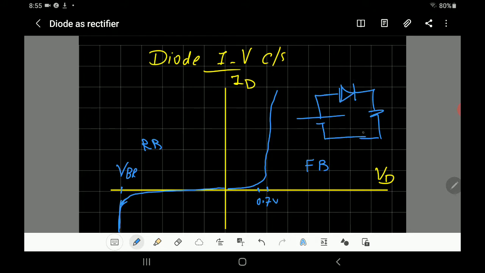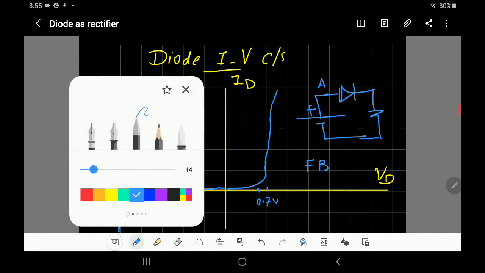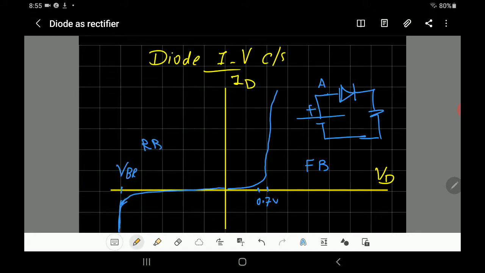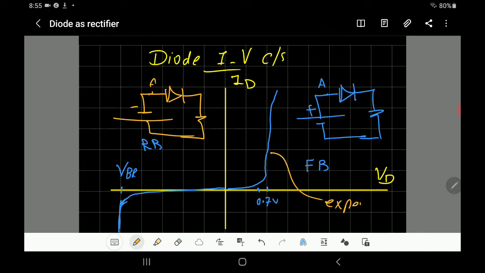Forward bias is when the diode is connected such that the positive polarity of the battery is connected to the anode of the diode. Reverse bias is when we connect the diode such that the negative polarity is connected to the anode. That's reverse bias, and no current will conduct. This curve in the forward bias can be expressed mathematically as an exponential, so solving it is a little bit involved.